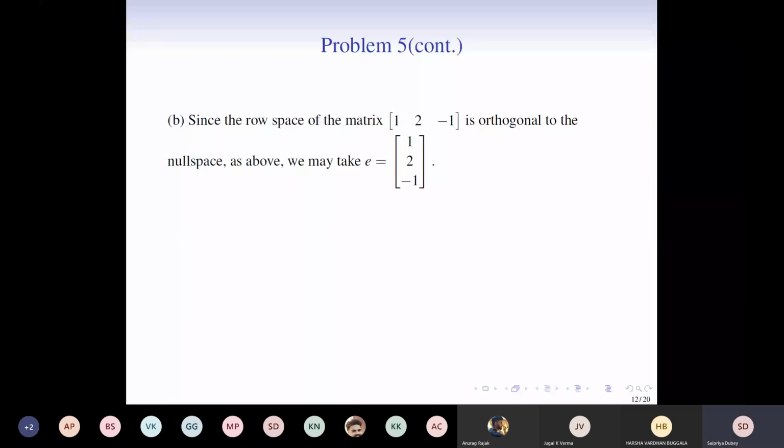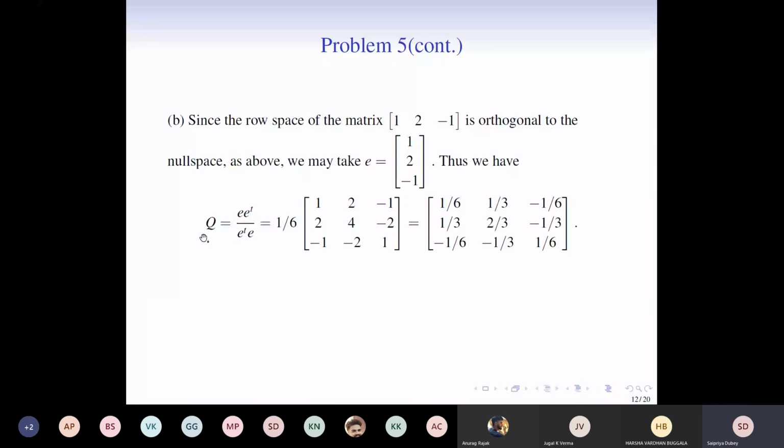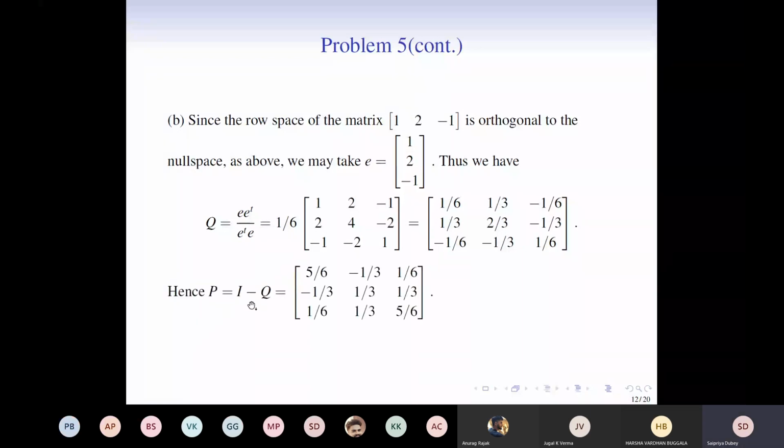So since the row space is orthogonal to the null space, as we have seen above, we may take E to be equal to this. It is any unit vector which is perpendicular to the space. Therefore we get this Q. Q is calculated this way. So we take first E into E transpose upon E transpose into E. Okay, so when you do this, you get this matrix. Okay. So therefore P is equal to I minus Q is equal to this.